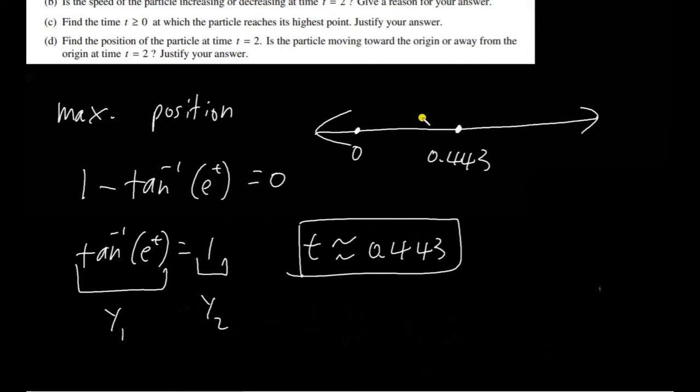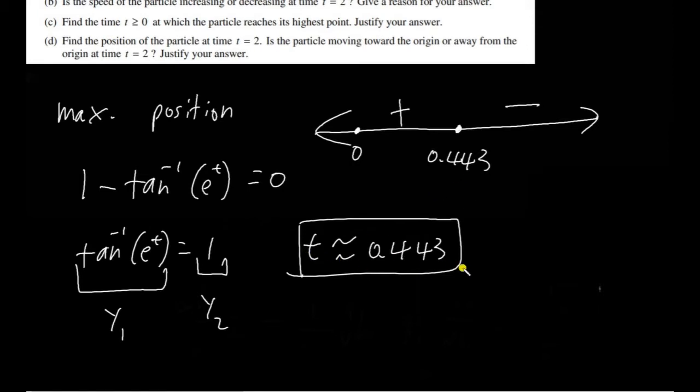So let's say I take 0.1 or 0.2 or whatever and I test it in the velocity function. I'm going to get that the answer comes out positive. Then if I test any number greater than 0.443, I'll find out that the answer comes out negative. So what does that mean? Well, it means that initially the position is increasing, and then it's decreasing. So at 0.443, the position is at a maximum, right? When it goes from increasing to decreasing, that means we have a maximum position.